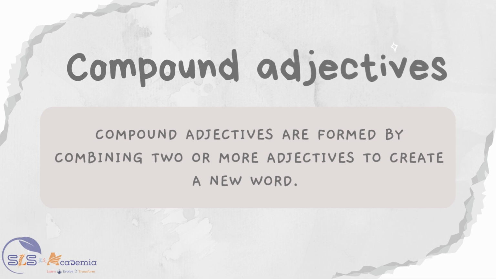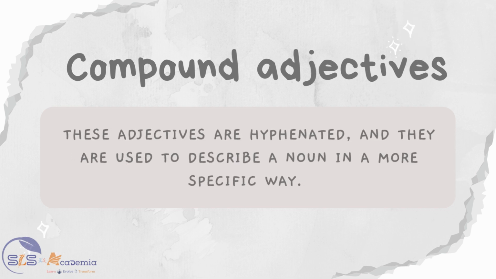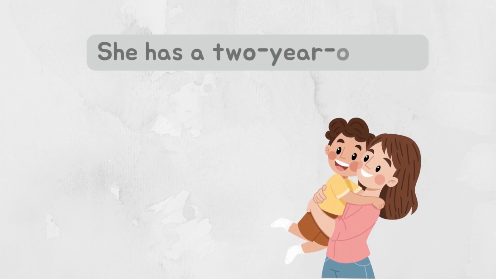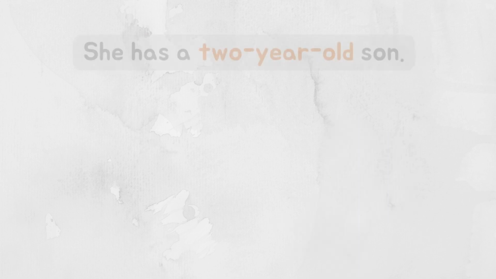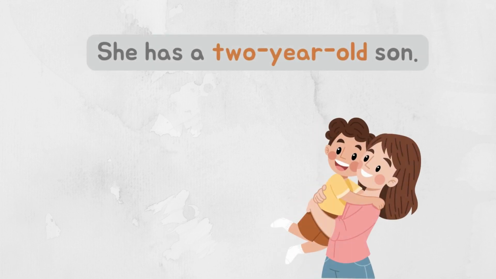Compound adjectives are formed by combining two or more adjectives to create a new word. These adjectives are hyphenated and they are used to describe a noun in a more specific way. Compound adjectives can be used to create new words that are not found in the dictionary. For example, consider the sentence, "She has a 2-year-old son." In this sentence, 2-year-old is a compound adjective as it is formed by combining 2, year and old to describe the son in a more specific way.